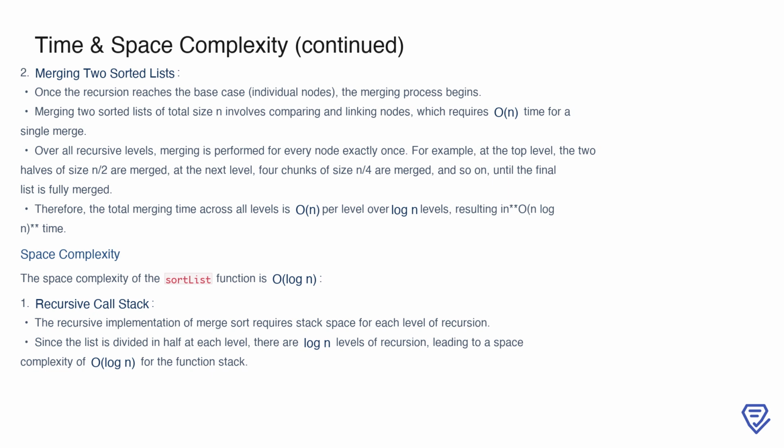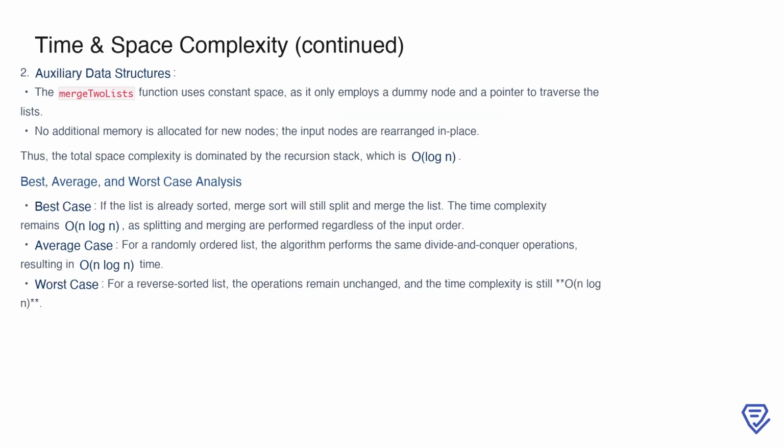For space complexity, the recursive implementation requires stack space for each level of recursion. Since the depth of recursion is proportional to log n, the space complexity for the function call stack is O(log n). In addition to the recursive stack space, the merge2lists function uses only constant space. It employs a dummy node and a pointer for traversing and rearranging the input nodes, but it doesn't allocate additional memory for new nodes. This in-place merging ensures that the algorithm doesn't require any extra auxiliary data structures. As a result, the overall space complexity of the sortList function is dominated by the recursion stack, which is O(log n).